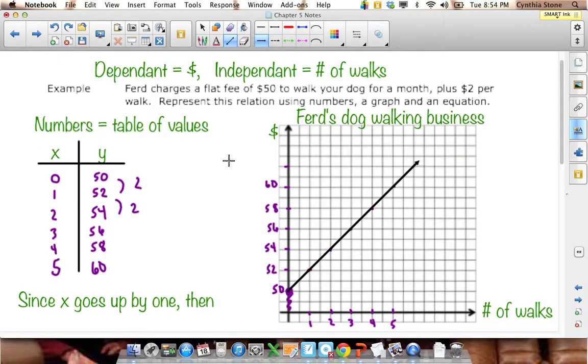And this time, by the way, notice I have the arrow, because there's no limit to the number of walks he could do, besides maybe by time, but really he'd go on forever. So I drew the points, drew the straight line, and he can't do less than 0 walks. So I'm actually not going to put an arrow on this end. It doesn't make sense to have a negative number, and it could go on forever.